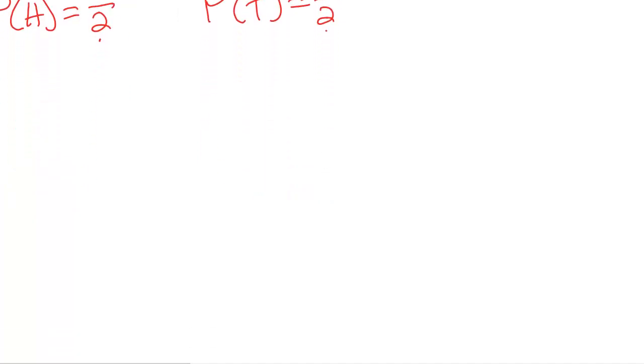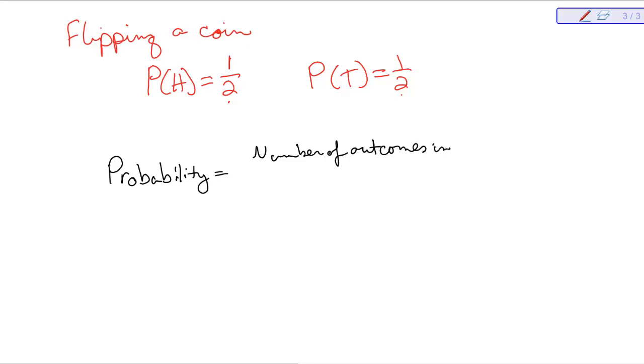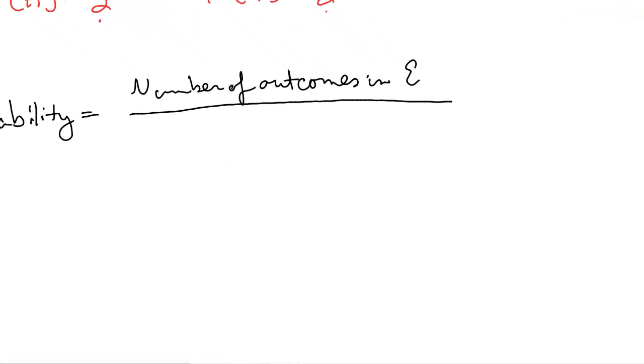We have a formula for when we're talking about classical probability, and that is that the probability is equal to the number of outcomes in E, which is going to be our event, divided by the total number of outcomes in your sample space.